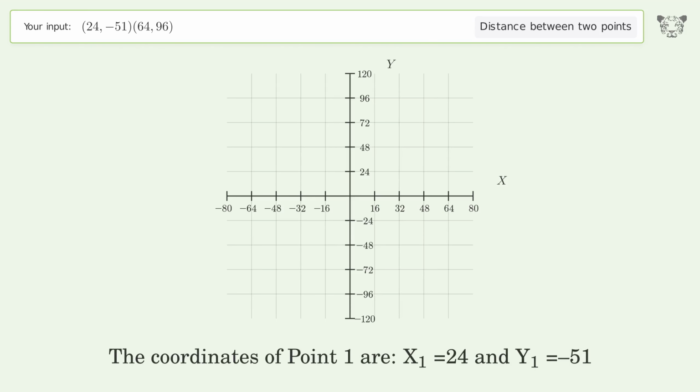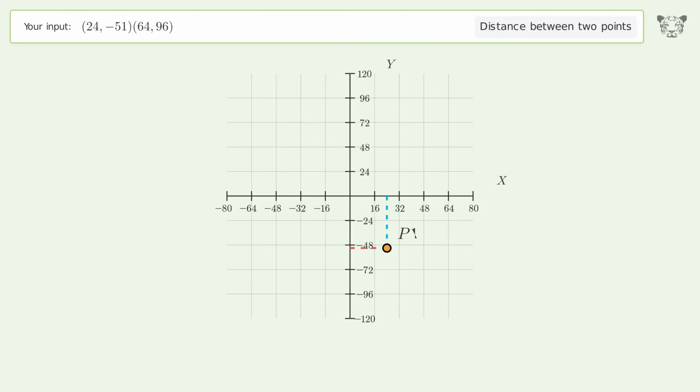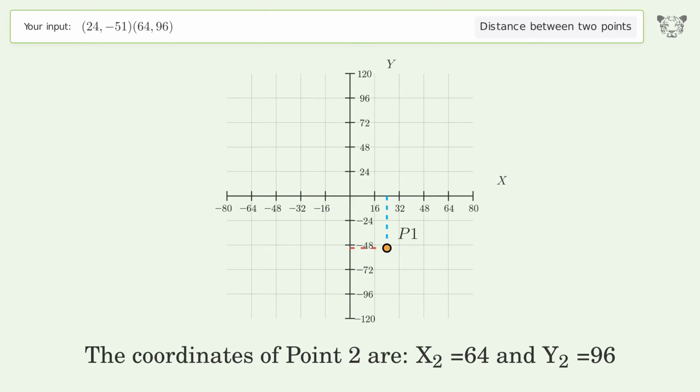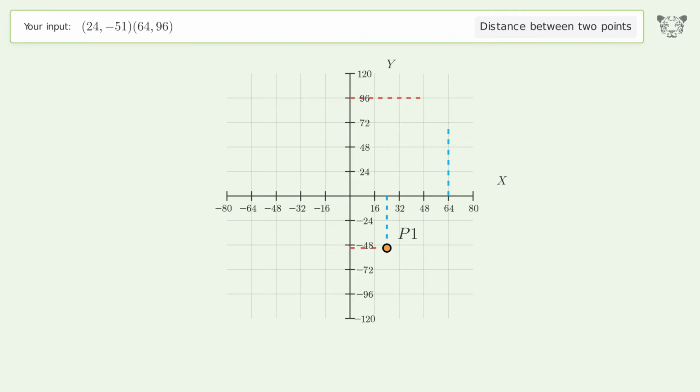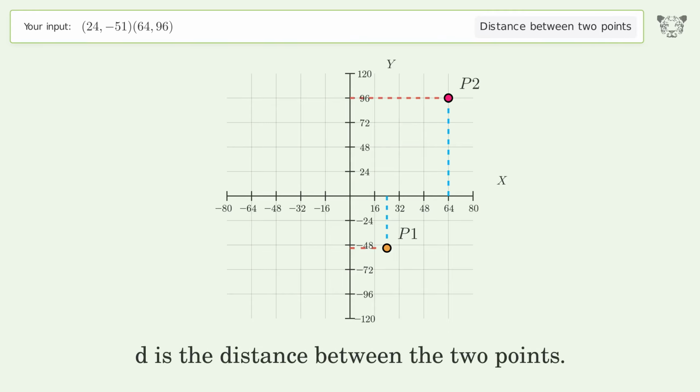The coordinates of point 1 are x1 equals 24 and y1 equals negative 51. The coordinates of point 2 are x2 equals 64 and y2 equals 96. D is the distance between the 2 points.